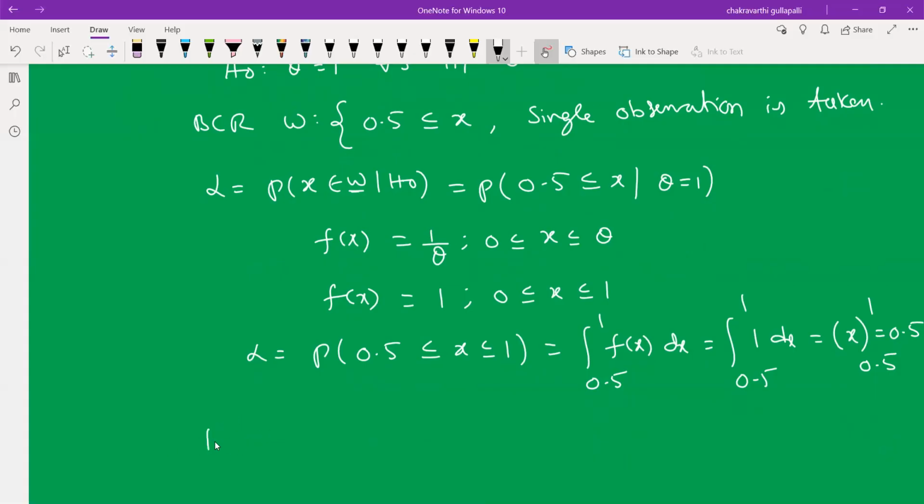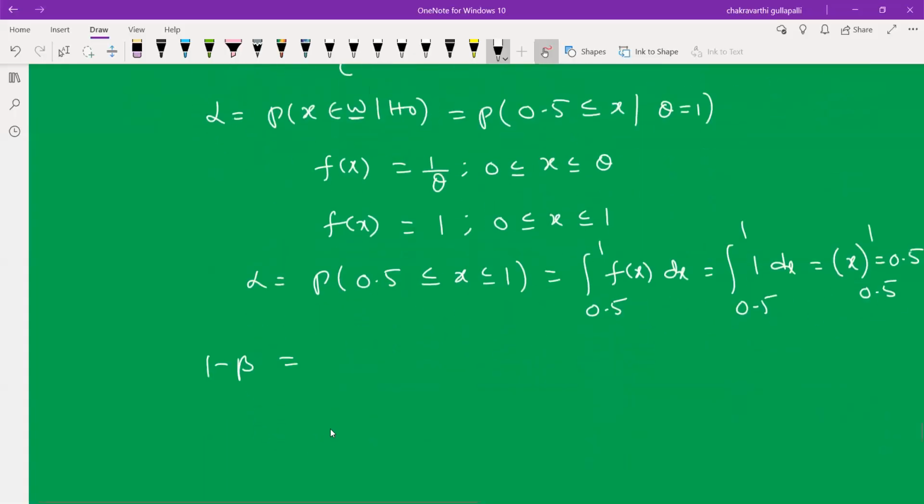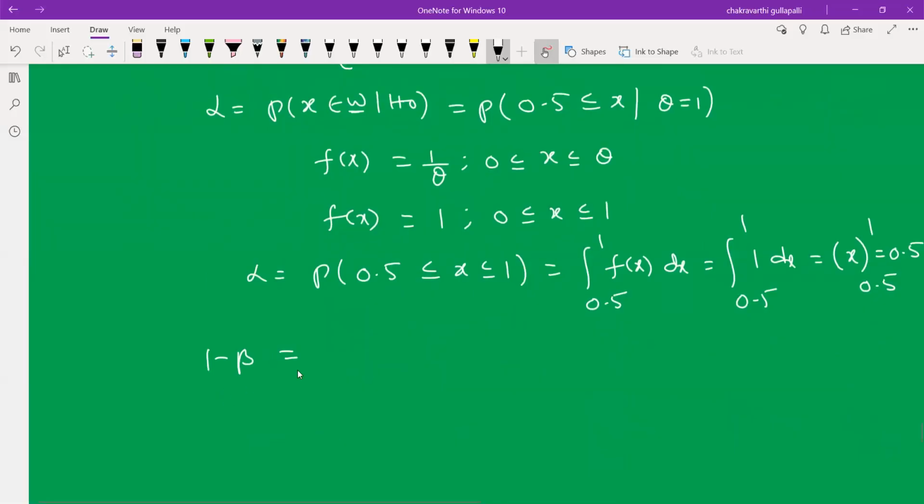To find beta, first of all, you have to take 1 minus beta. Don't directly calculate beta. To calculate beta, you have to find out W bar, which is additional work. So there is no need to calculate W bar. Using 1 minus beta, we can write the beta value also by using complementary techniques.